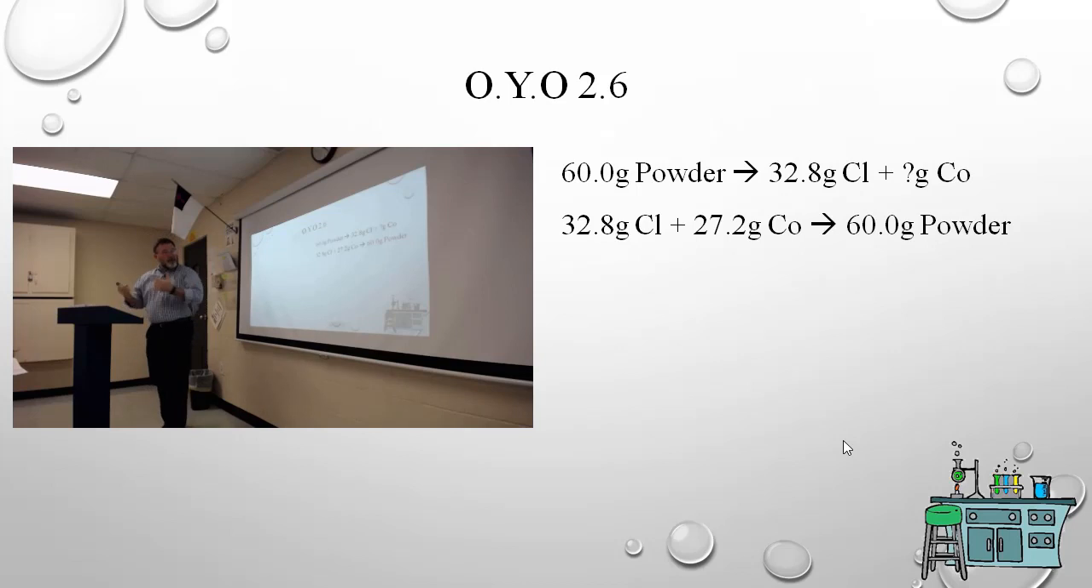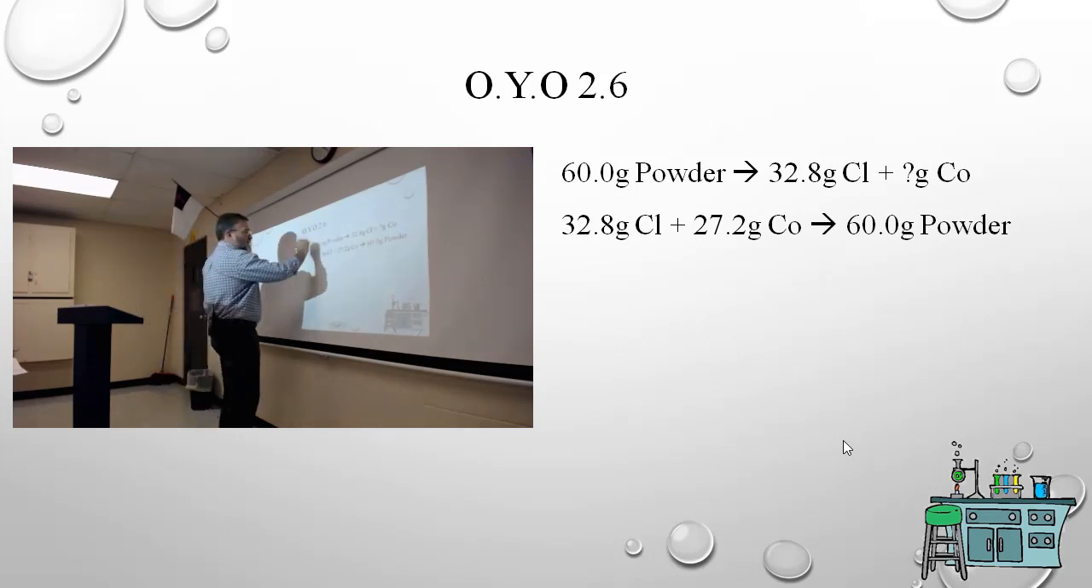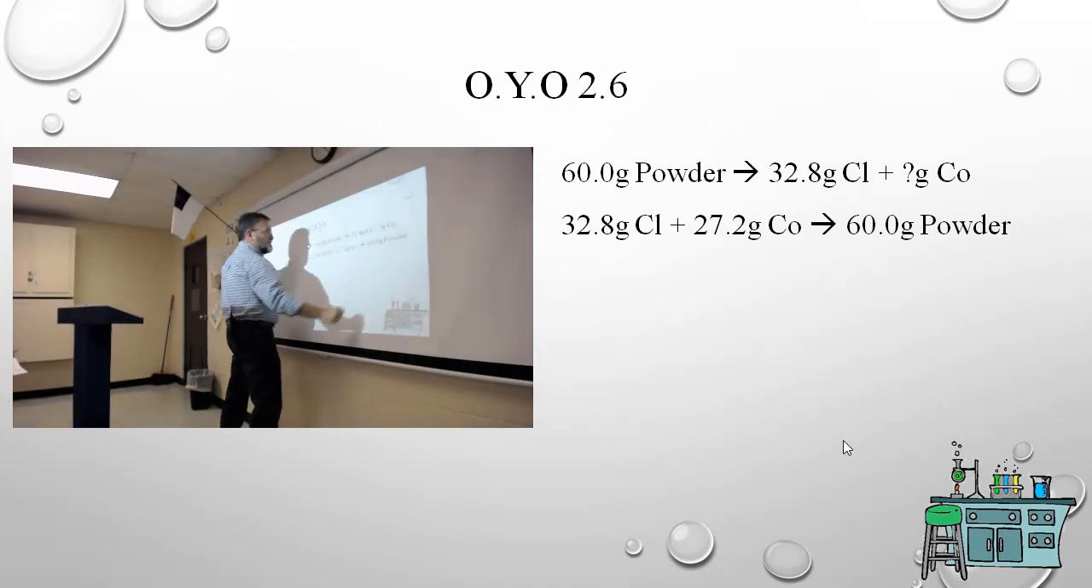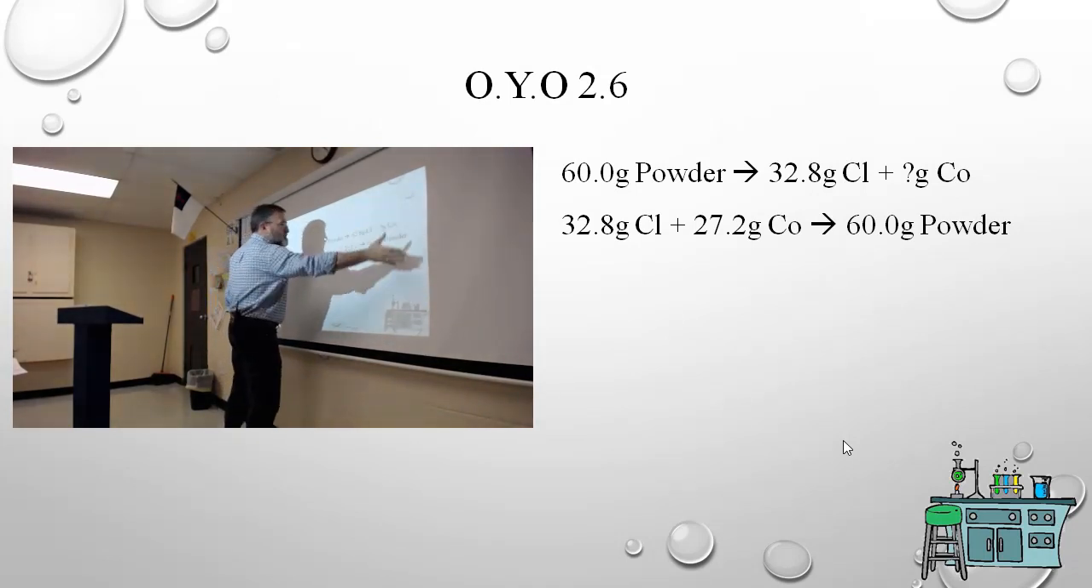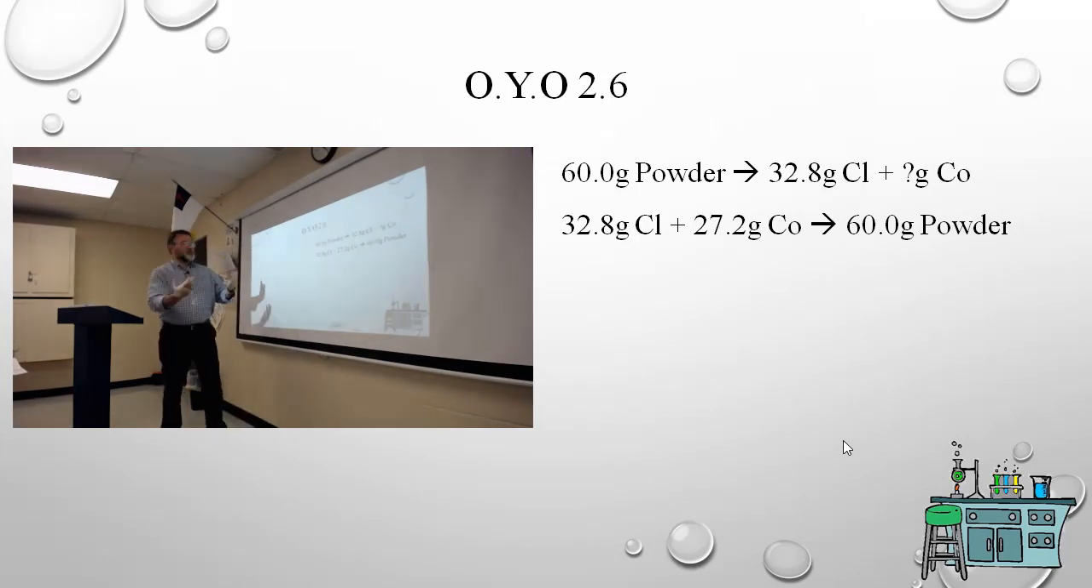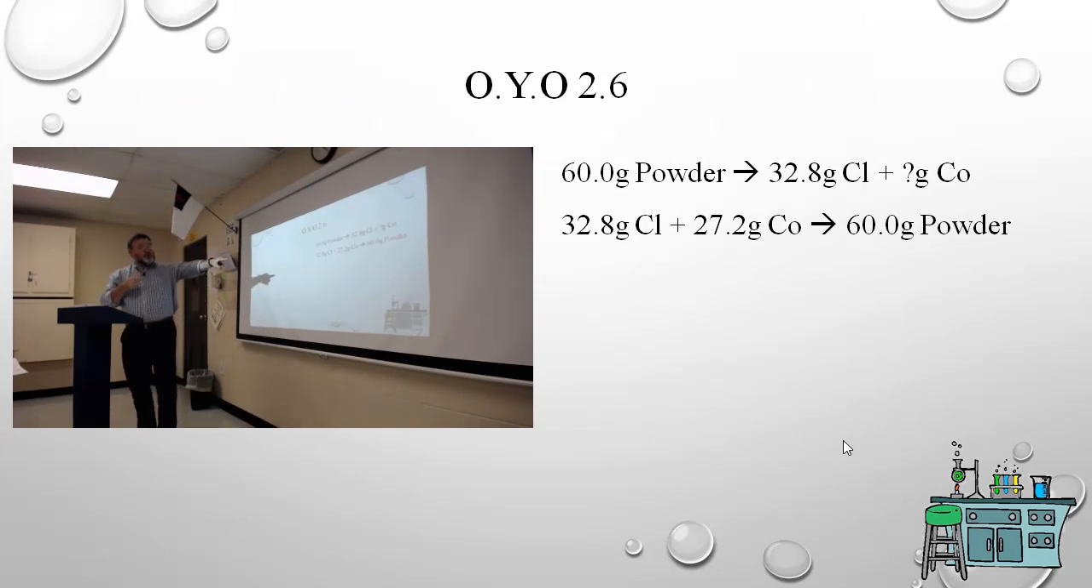Remember, my law of mass conservation tells me if I had 60 grams to start with, I have to have 60 grams to end with. My 60 to start is made up of 32.8 plus some other amount. That some other amount is the difference between 60 and 32.8, which is 27.2. So I have 27.2 grams of cobalt and 32.8 grams of chlorine. And this is the part in your book that wasn't clear, maybe not clear to you at this point, but it's the reversibility of a reaction.